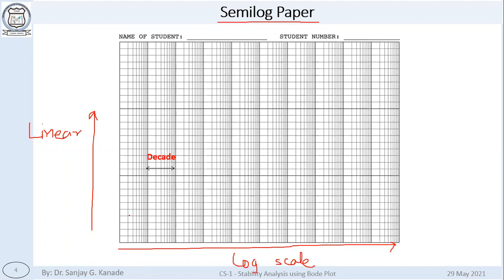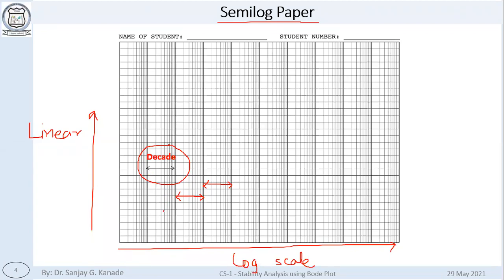Just to keep you aware, you probably know this, each of these divisions is called a decade. The major divisions, not the smaller ones. The range of frequencies between the major divisions is called a decade. Why I'm mentioning this is because we are going to use this word a lot during our discussion of frequency, especially the magnitude response. See, decade is the distance or range between two major divisions.